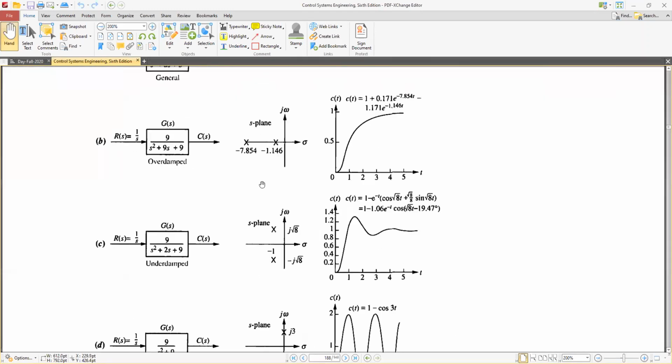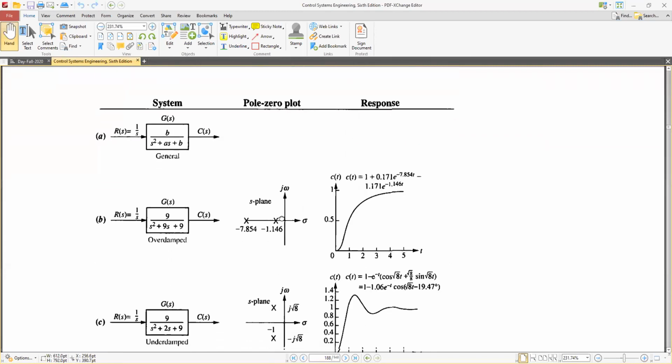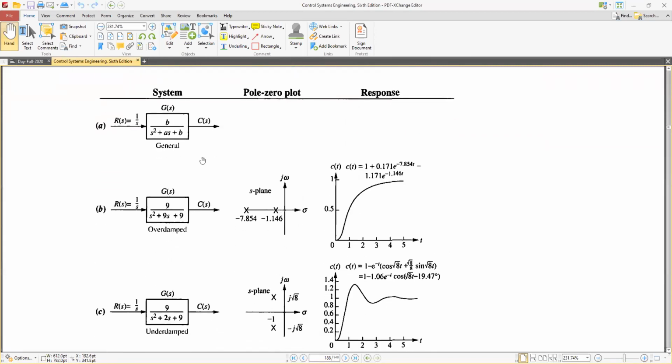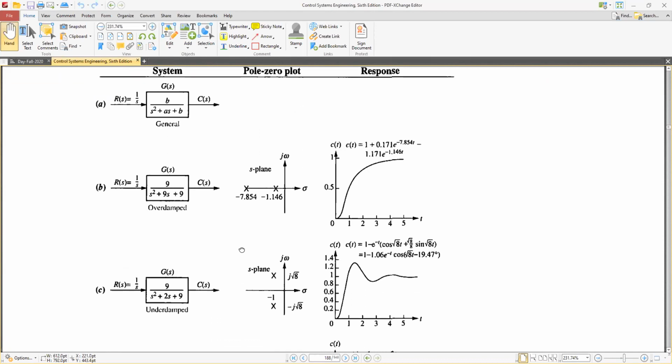Now see this one. Okay, so this is a system. This is a general system. Now, the pole-zero plot. Let us find out the pole-zero plot for this system. So how to plot the pole-zero plot for this system?